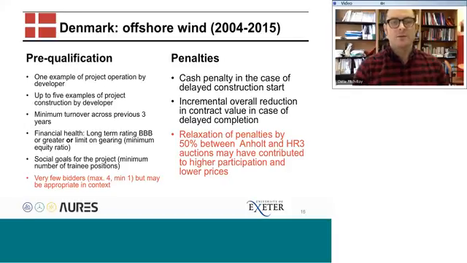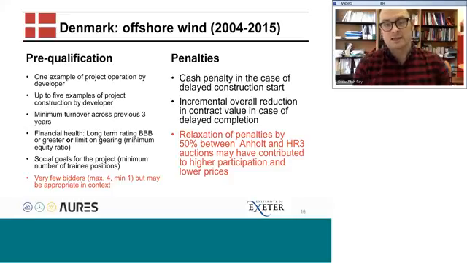You have to have a minimum level of turnover, so that's explicitly excluding small firms from participating, and the financial health, you have to have a certain level of credit rating or a certain limit on your equity ratio. And at the same time, there were certain criteria on the project itself, which is pursuing another social goal outside of the goals of auction effectiveness, which was the number of trainee positions created in the construction of the project.